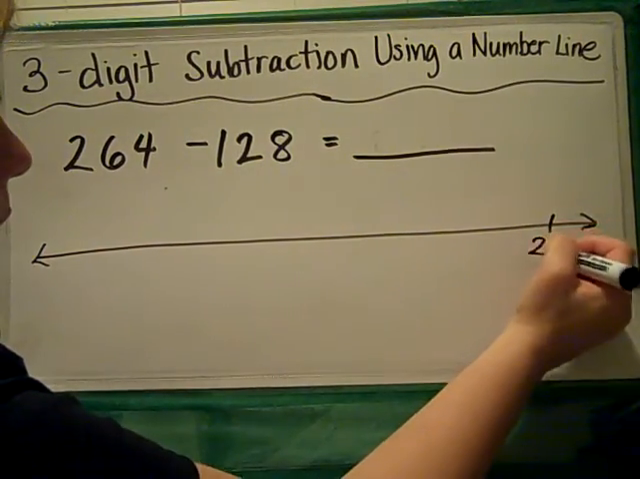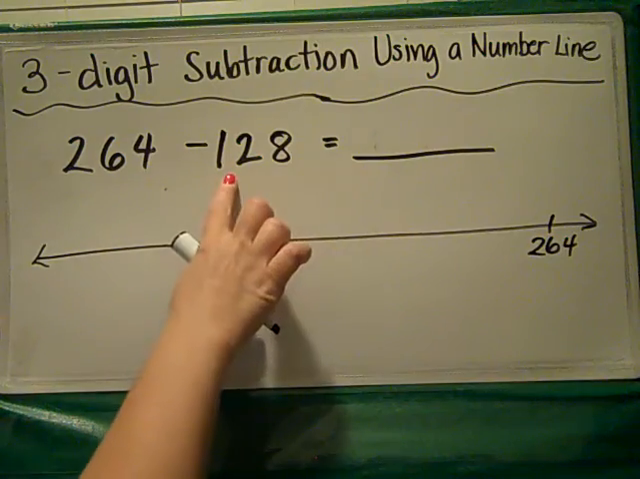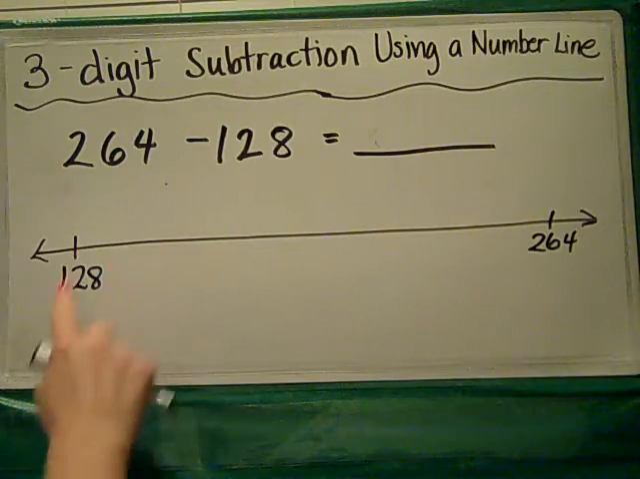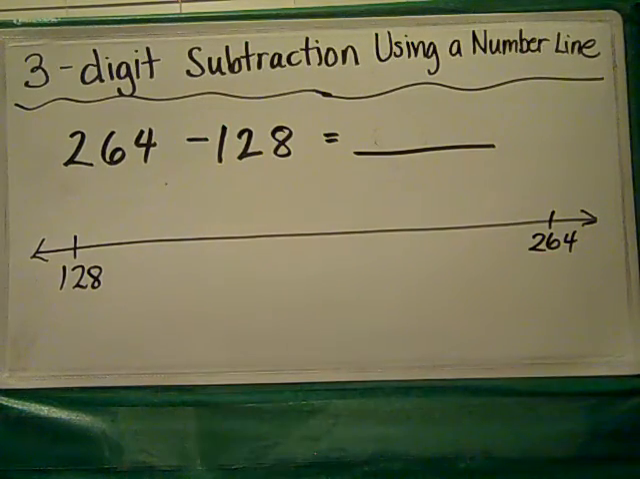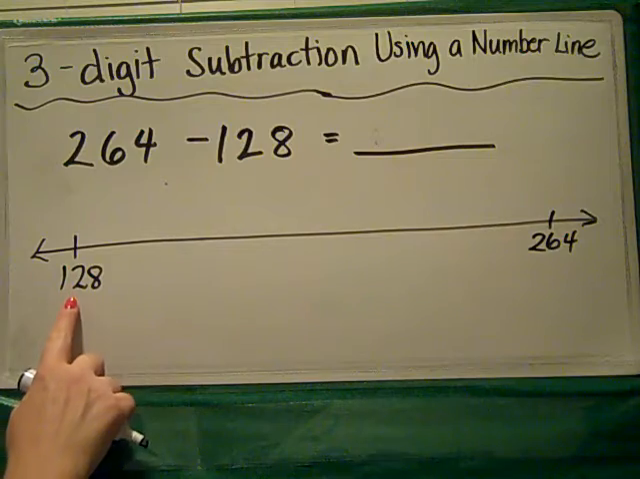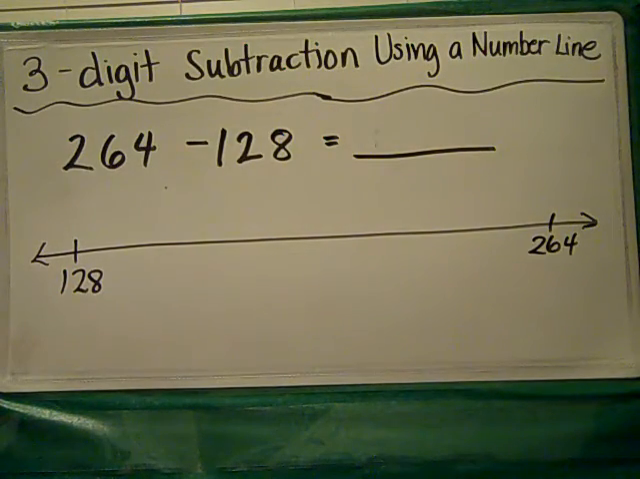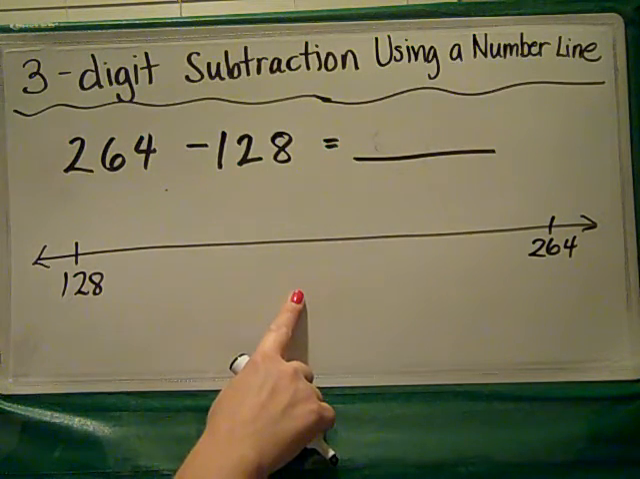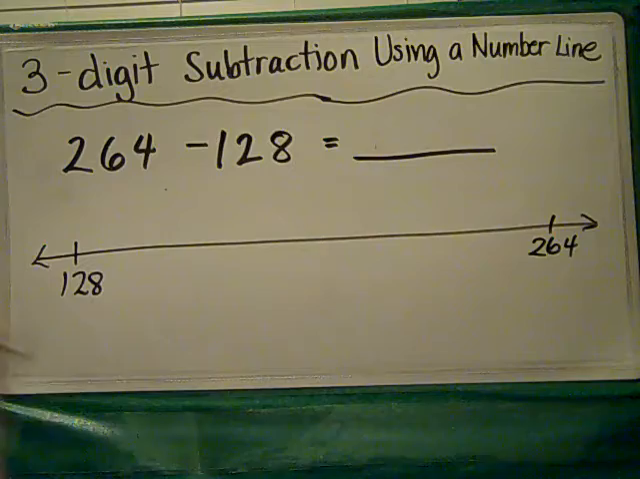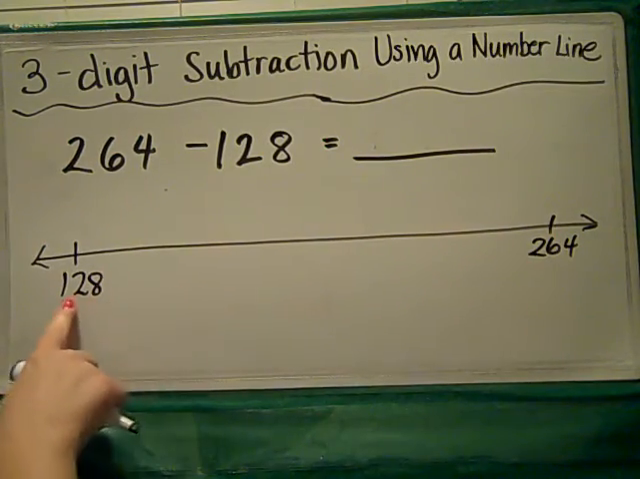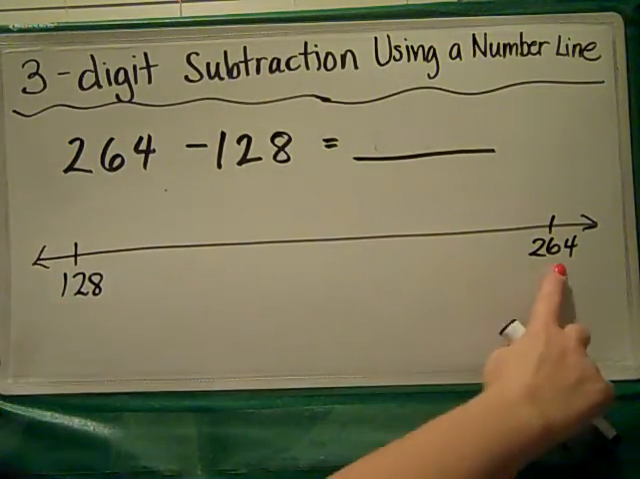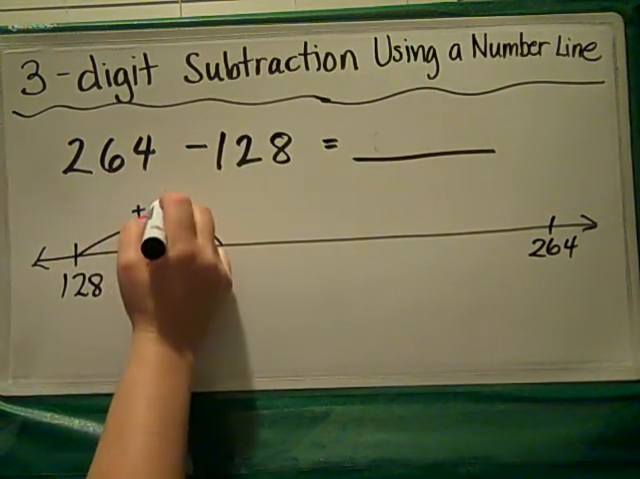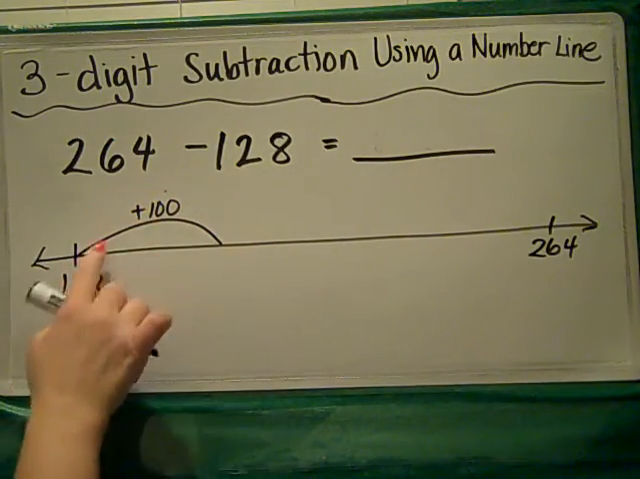264 is my total, so I'm putting it in the same spot. I'm going to start at the addend that I know, at 128. And I'm going to hop forward until I can get to 264. So if I have 128 and I hop 100, that'll get me to 228. I think I can only hop 100, otherwise I'll go over. If I hop 200, I would get to 328, which is too much. So I'm going to make one hop of 100.